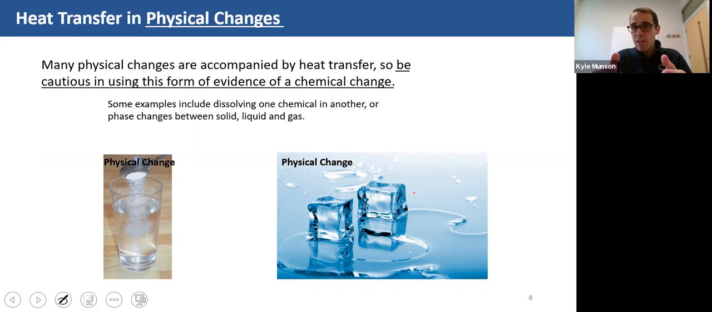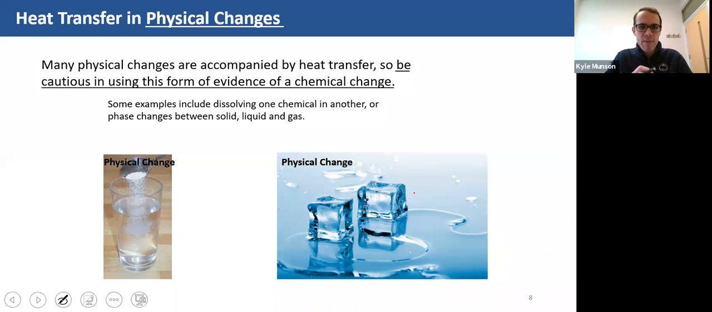And one of the things we've talked about in that example is we have to think about what's going on at the molecular level. Are the molecules themselves, the structure of the molecules, changing? If it is changing the structure, then it's a chemical change. If the structure of the molecules isn't changing, then it's just a physical change.